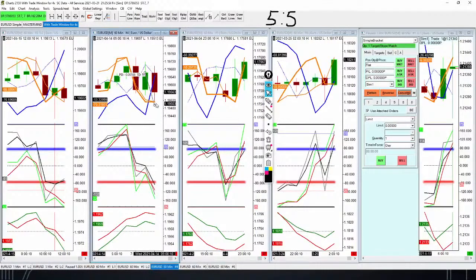So right here, that one would have been just fine. It only went up 3.5 pips, and then it came down 15. So that would have been good. Okay, let's remark that.